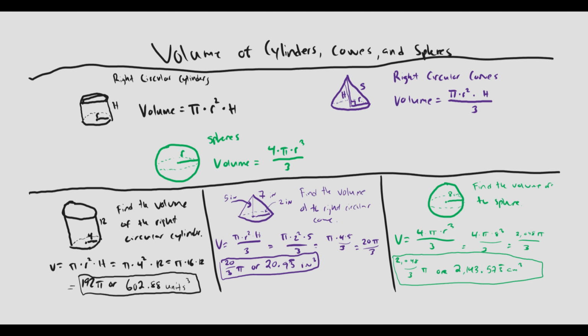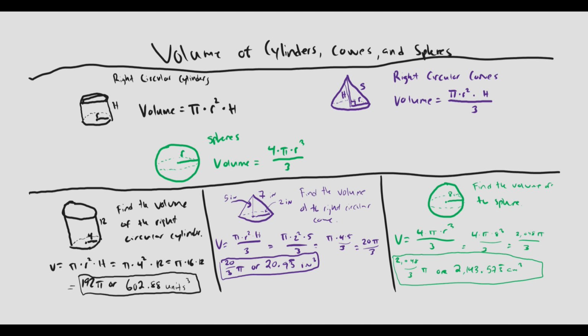When we look at the cone, we are going to have pi times r squared times h divided by 3. That's going to be pi times 2 squared times 5 divided by 3. 2 squared is 4. 4 times 5 is 20, so we got 20 pi divided by 3. You can leave your answer as 20 over 3 pi, or if they want it in terms of a rounded answer, it would be 20.93 repeated cubic inches.